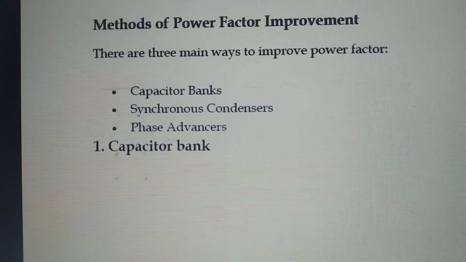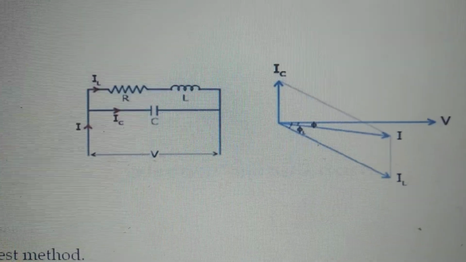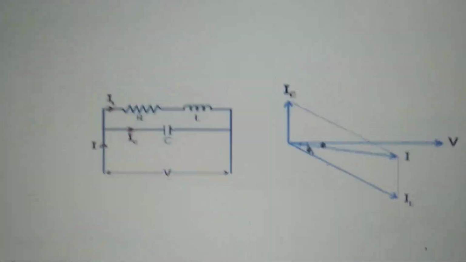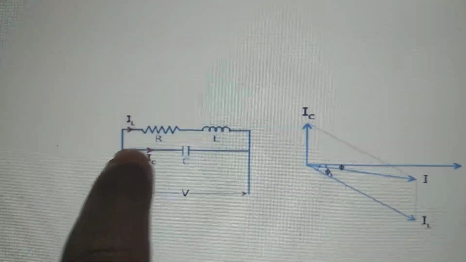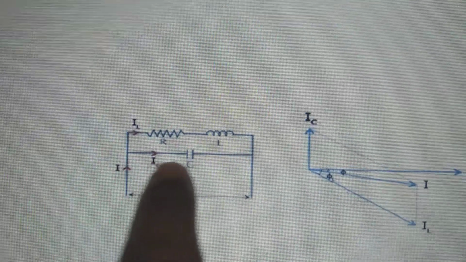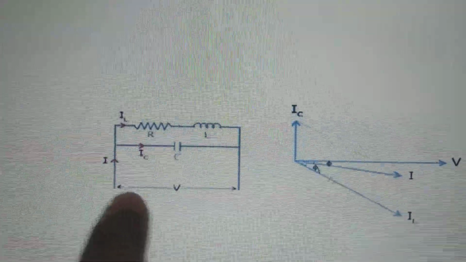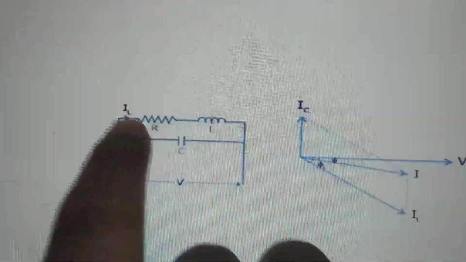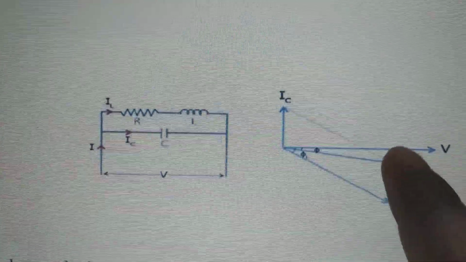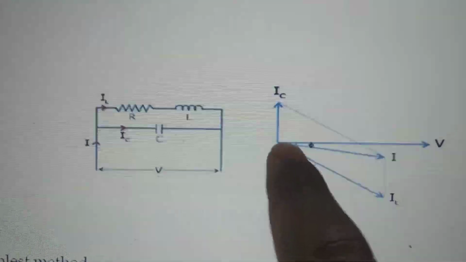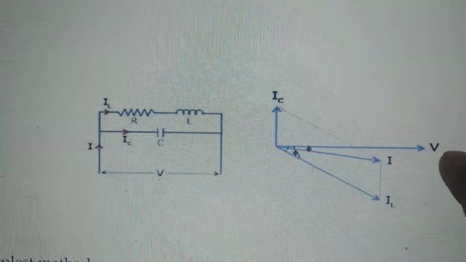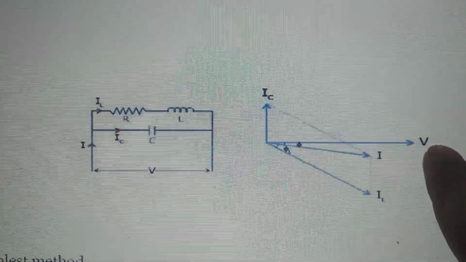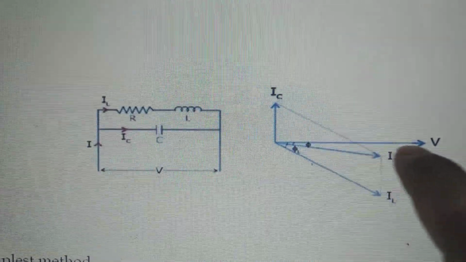When you use the capacitor bank, look at this diagram. See, initially there is no capacitor. If there is no capacitor, the system only has R and L. This we can call an RL load. If it is an RL load, the relation between voltage and current is like this. We are taking voltage as a reference. This is voltage.